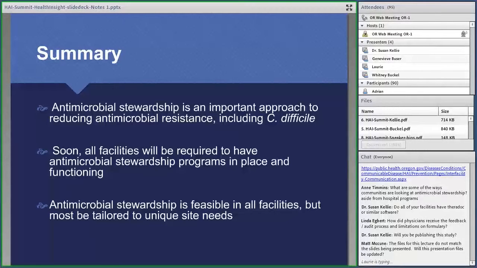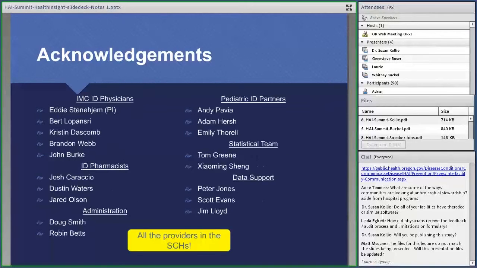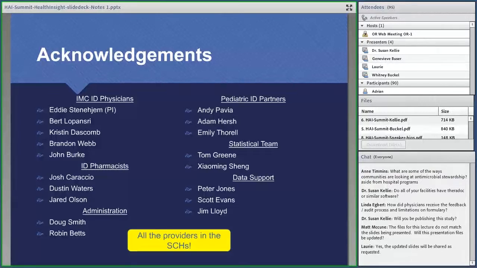Lastly, I would just like to acknowledge all those who were involved. The infectious disease physicians that I worked with, including Dr. Eddie Sinium, all the ID pharmacists within our group, our administration, Doug Smith and Robin Betts, who have been amazingly helpful, our pediatric ID partners, and our statistical team and data support. And also thanks to all the providers, the physicians, and the pharmacists in the small community hospitals, because they really did most of the work here.